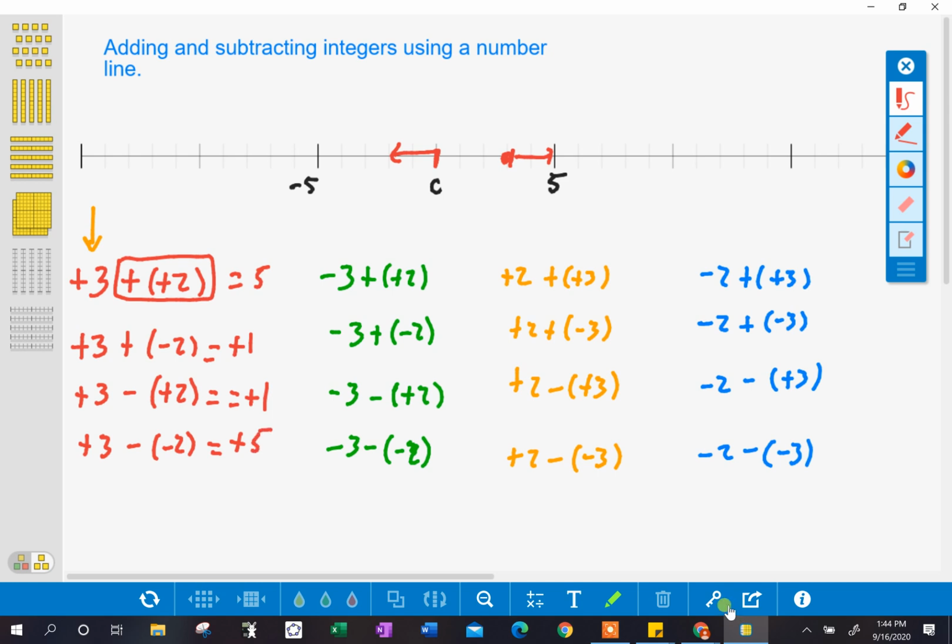Let's move on to our green questions. Now I'm going to start at a -3, and this is going to be slightly different. So -1, -2, -3. So here's my -3. I'll just do that. And it says -3, add 2 positives. Well, remember, 2 positives would be like this. So from here, I'm going to go 2 positives, 1, 2, and that puts me at a -1.